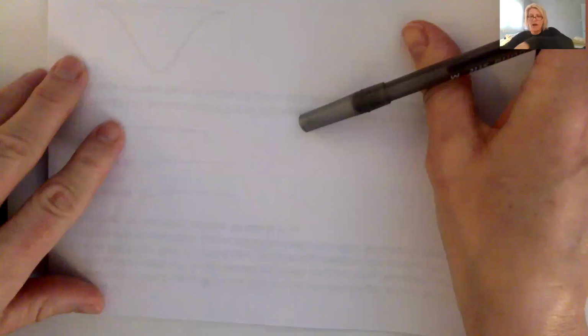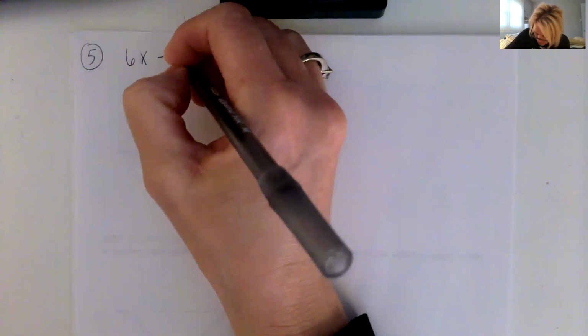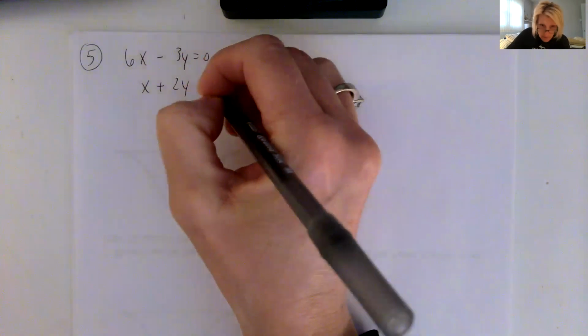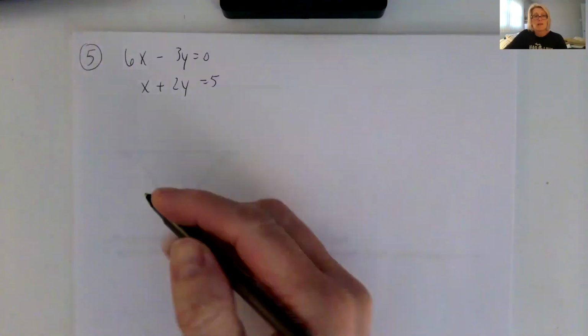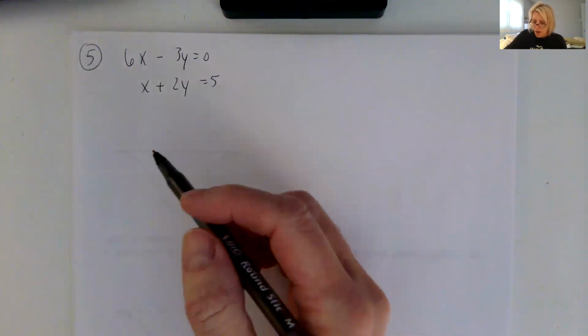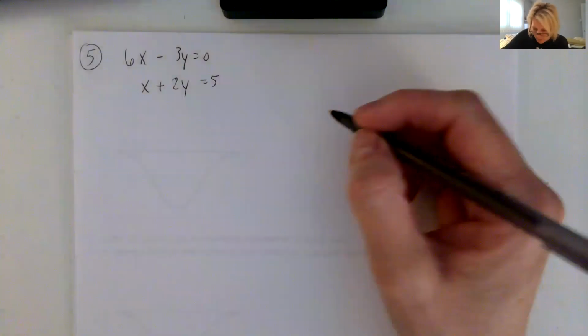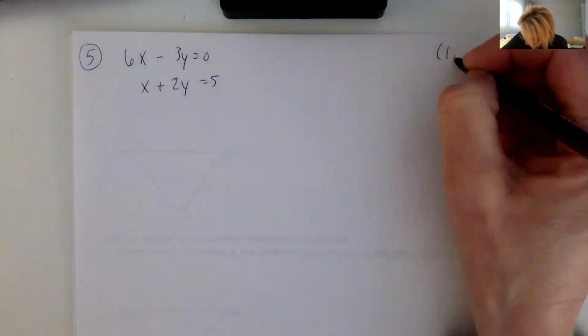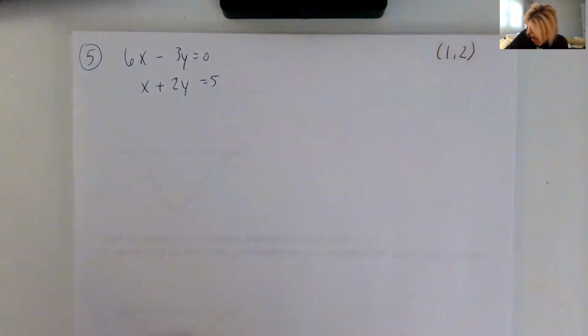Okay, moving on. Number 5. This is getting you ready, and I'll sharpen that for the exam. So number 5 in the book is asking you to solve using substitution. 6x minus 3y equals 0. X plus 2y equals 5. Now you could use the addition method. It's kind of set up for the addition method, but we're going to practice using substitution. Putting this into Desmos, we know our solution should be 1, 2 over here in the top right.